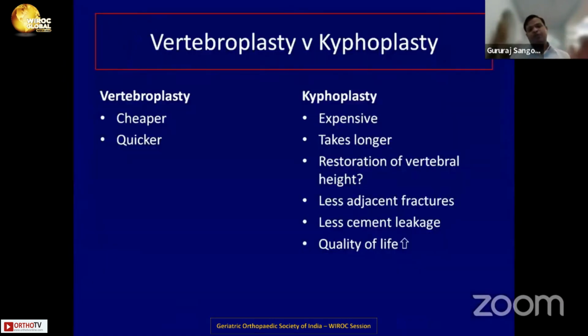So what is the difference? Vertebroplasty is definitely cheaper and quicker. Kyphoplasty is expensive and takes longer, but restoration of the vertebral height done within 2 weeks or 4 weeks is better. But if you do it after 4 weeks, it's questionable. Kyphoplasty also has fewer adjacent segment fractures, less cement leakage, and improved quality of life.